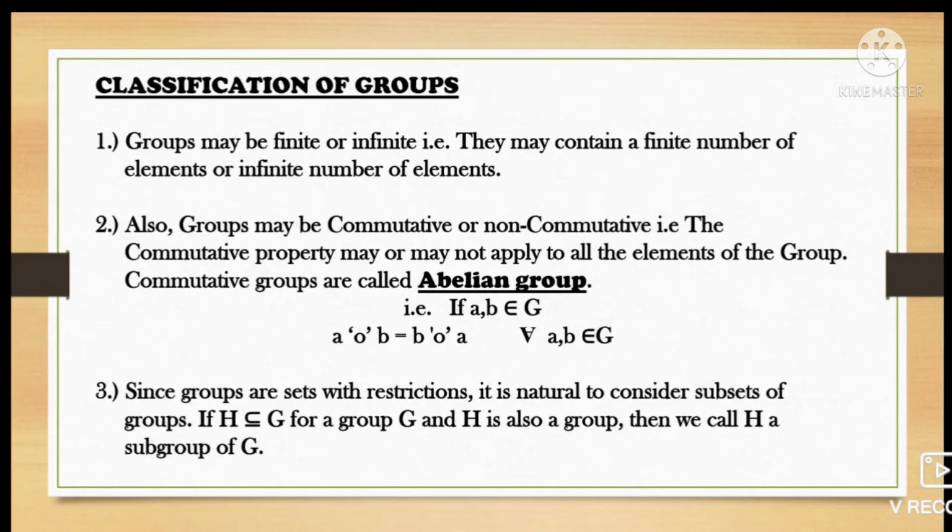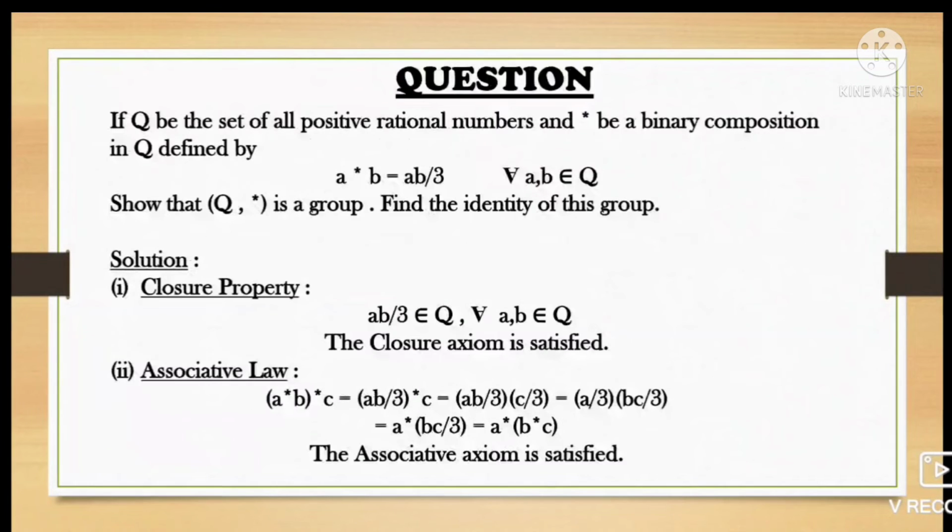Now the third is, since groups have sets with restrictions, it is natural to consider subsets of a group. So we will suppose a group G and we'll suppose another group H. Then we can call H a subgroup of G because H is already a subset of group G. Now here's a question through which we'll understand the concept of groups.